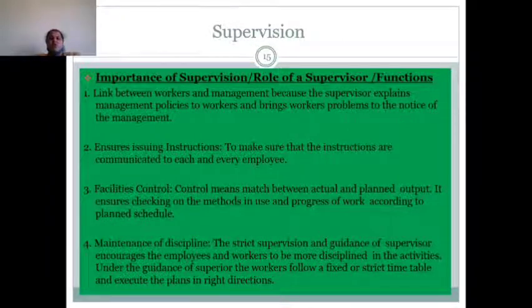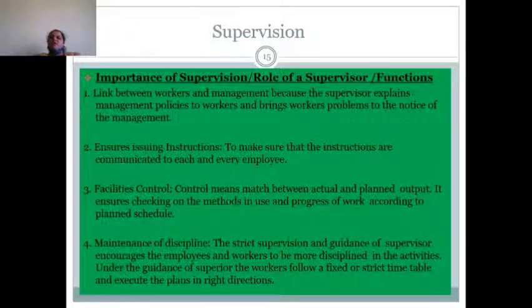So next one is maintenance of discipline. Here maintenance of discipline includes what? The strict supervision and the guidance of the supervisor encourage the employees and workers to be more disciplined in their activities. Under the guidance of the superior, the workers must follow the fixed and strict timetable and execute the plan in the right direction. So what is the work of a supervisor here? He should give proper guidelines to the employees. Whatever work is given should be completed within the time, and the time should be managed by the supervisor so accurately that the work is finished within the time period given.